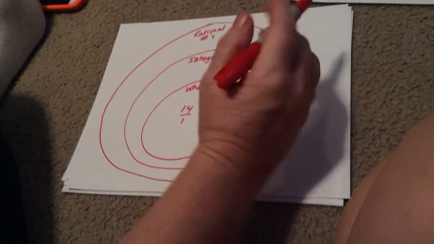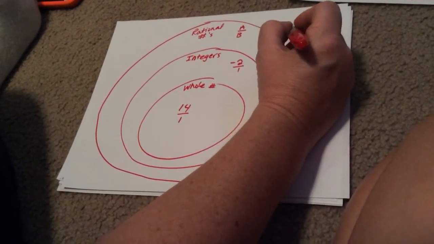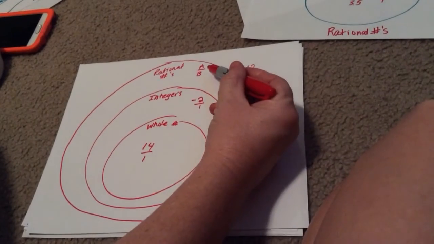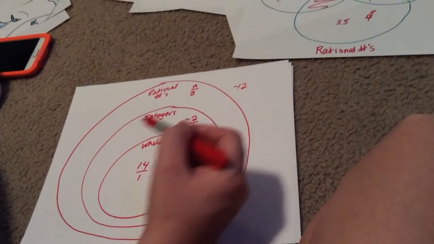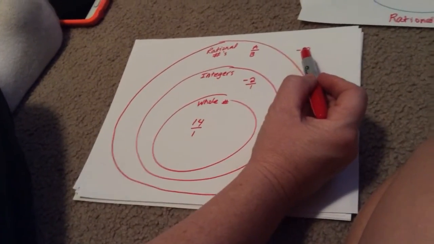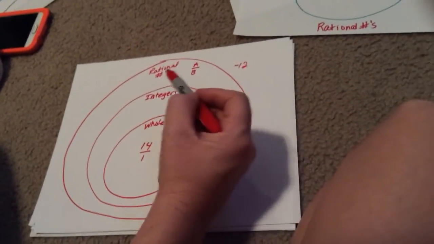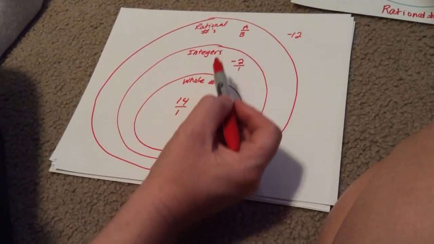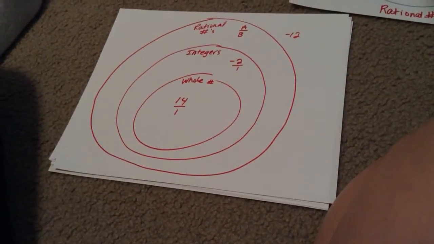But if I said, okay, the number -12, what is it? Well, it's a rational number and an integer, but it's not a whole number. So sometimes you actually see this where it'll just ask you and have you list them, and you have to list all of them possible. You can't just say it's a rational number. You have to say it's also an integer. Okay? That's all.